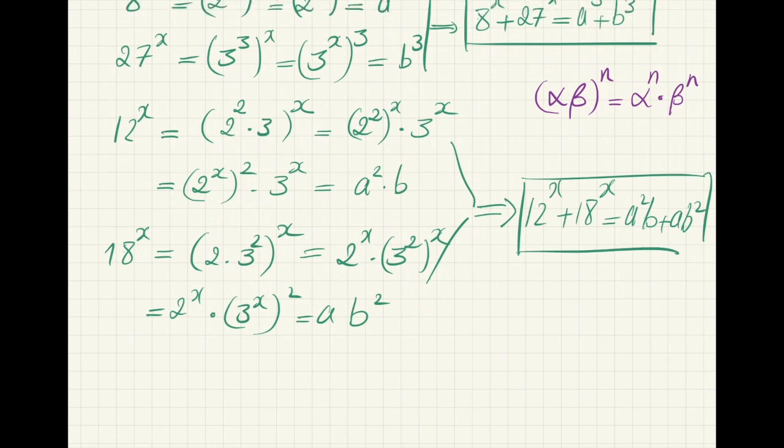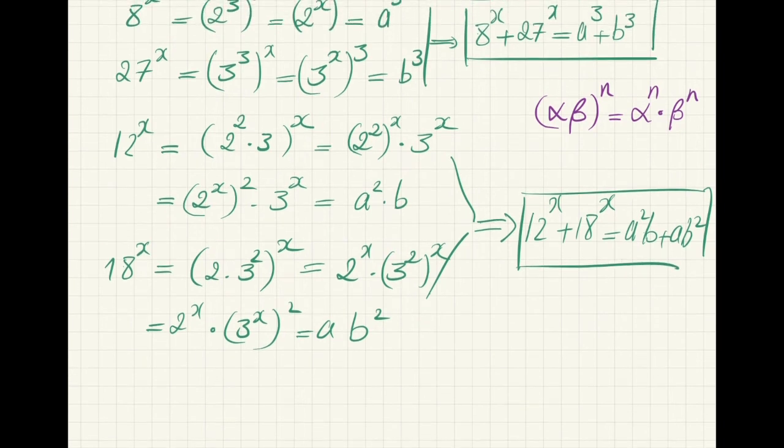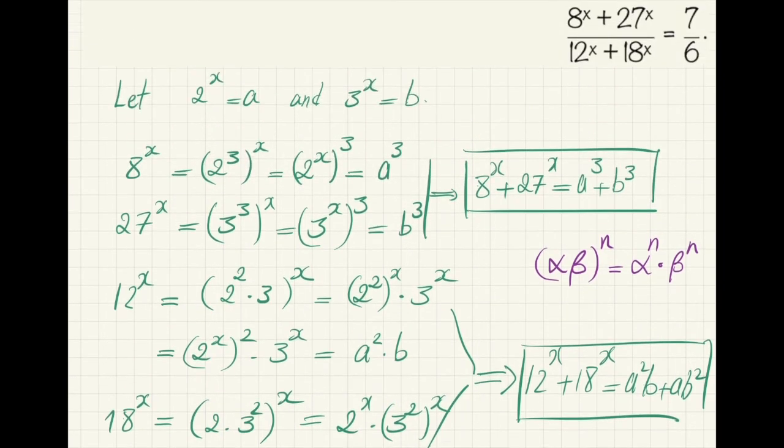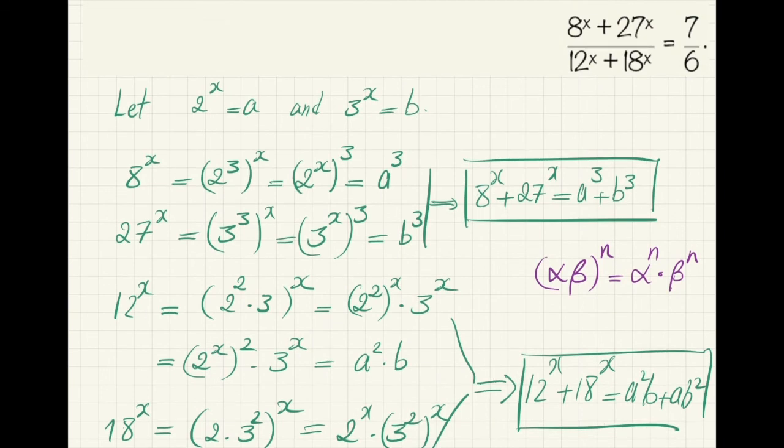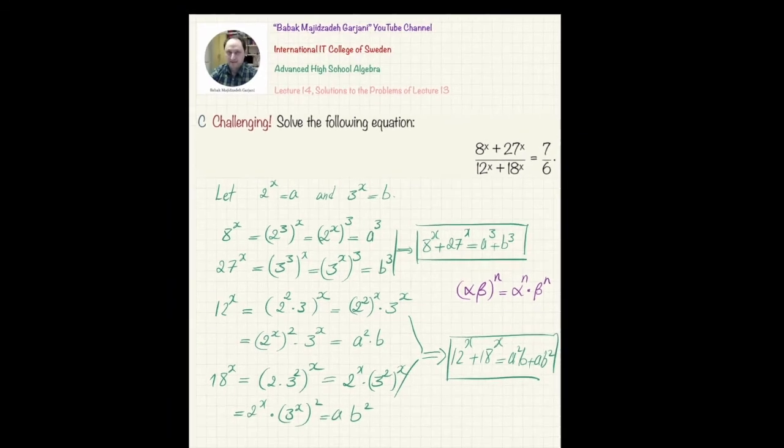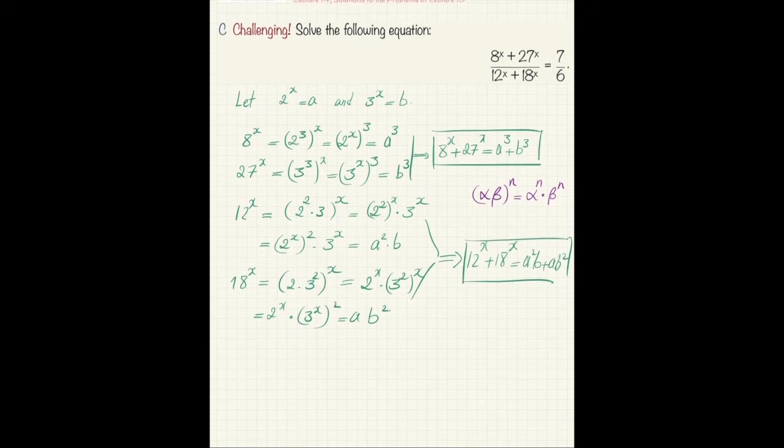Yes? Good. But then what was my equation? The equation was this expression. Okay, so let me make it smaller to be able to write this in front of your eyes. So the equation is 8 to the power of x plus 27 to the power of x, and then 12 to the power of x plus 18 to the power of x is 7 over 6. Okay?